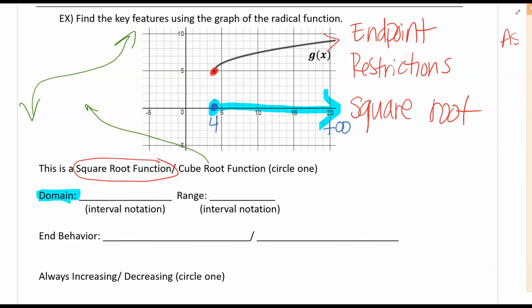Okay, so for the domain, you want to go from left to right, so least to greatest. So I'm going to start at 4 because that's my farthest point to the left. It has a closed circle, so because of the closed circle, it has to have a bracket instead of a parenthesis, comma. It goes on forever to positive infinity. And the infinities, we never reach infinity, so we put an open parenthesis.